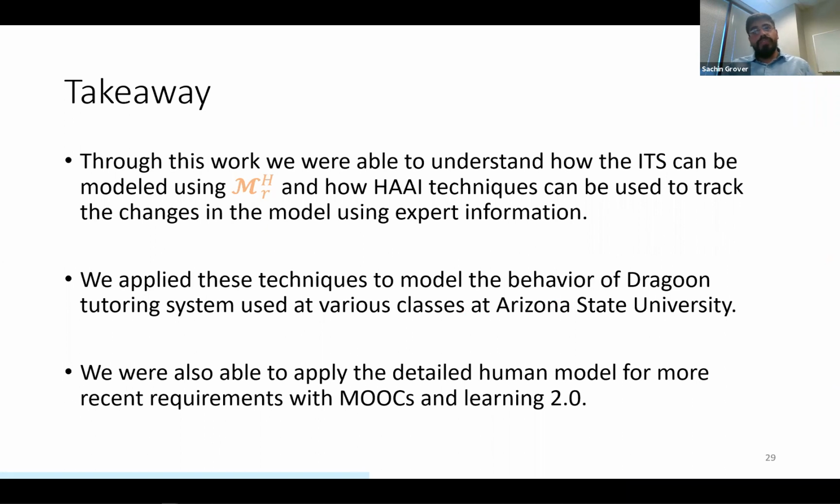So the key takeaway for this work was that, for the first time, we were able to show that these automated planning and human-aware AI techniques can be applied to model the human and define it as MHR. We applied these techniques to a real-world tutoring system, which was Dragoon. It has been applied to many classes at Arizona State University. And we took it a step further to see if some other newer challenges can be handled with it. We applied it to MOOCs, basically.